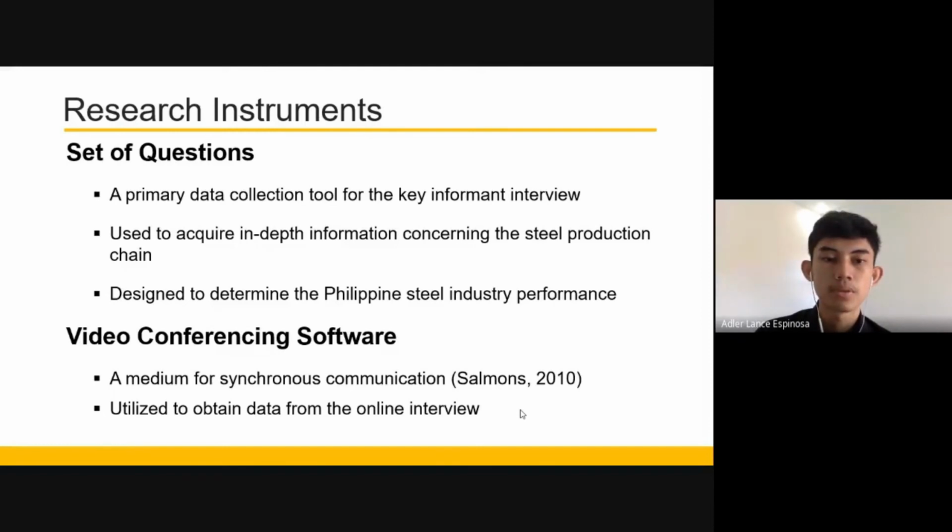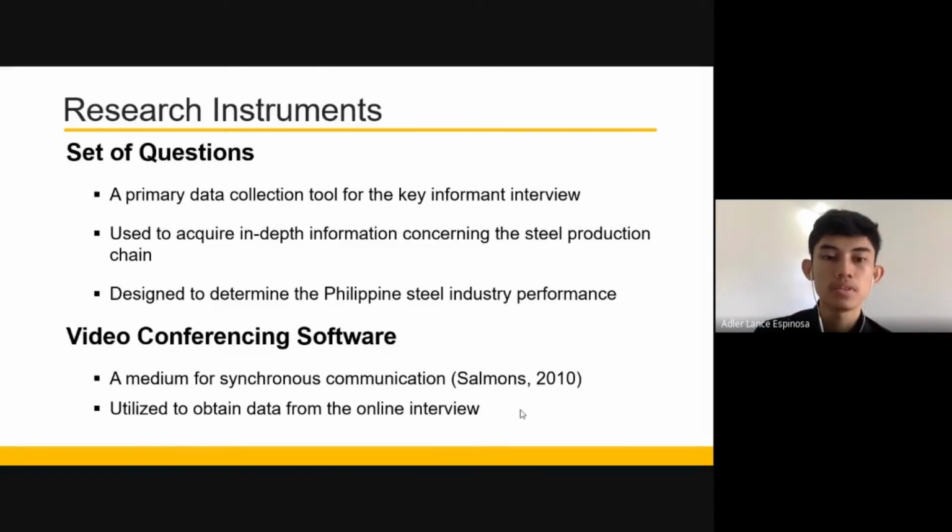Another instrument used in our research is the video conferencing software. The online interview is conducted through video conferencing software in accordance with the COVID-19 health and safety protocols. A video conferencing software is a medium for synchronous communication, according to Salmons 2010.